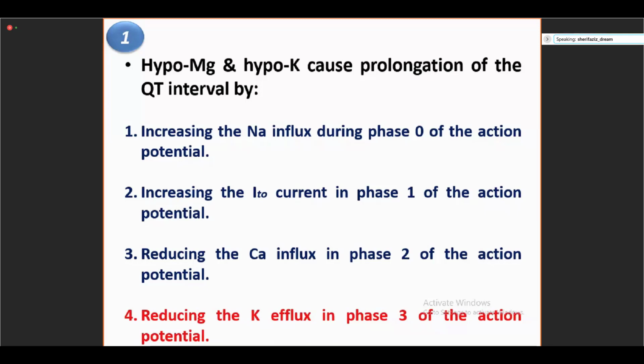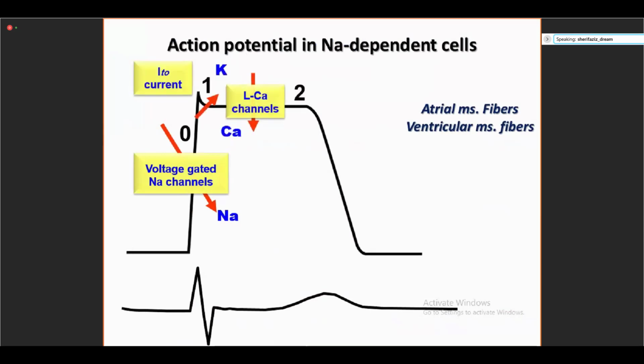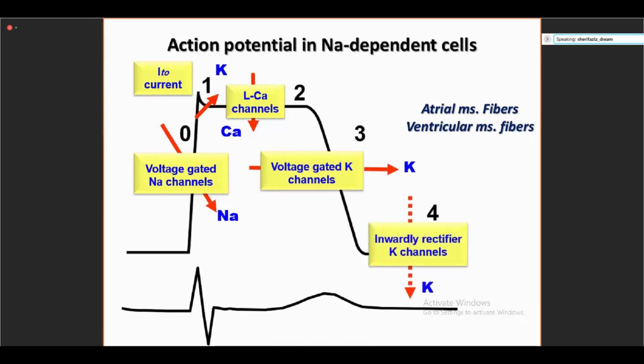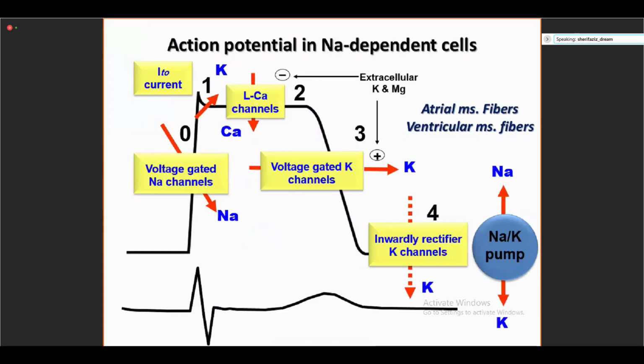So in the next slide, we can see the action potential in the atrial muscle fibers and ventricular muscle fibers. And phase 3 is characterized by potassium efflux, which results in the return of the membrane potential to the resting state. The presence of extracellular magnesium and extracellular calcium helps to stabilize the voltage-gated potassium channels in phase 3. So when there is hypokalemia and hypomagnesemia, this reduces the potassium efflux and so prolongs the repolarization phase, resulting in prolongation of the QT interval. So that's how hypokalemia and hypomagnesemia cause long QT.